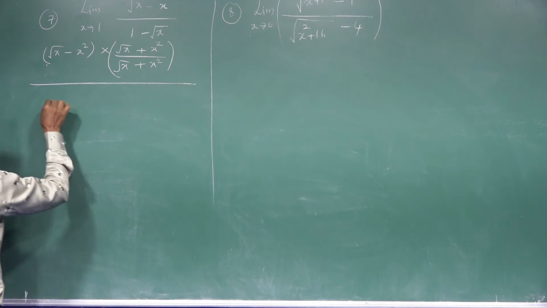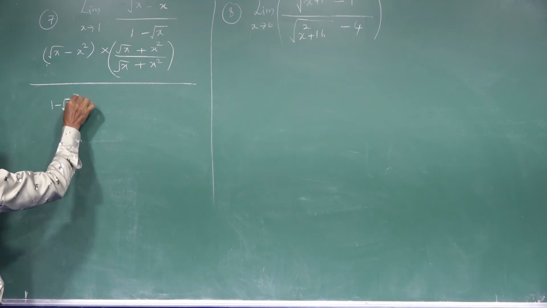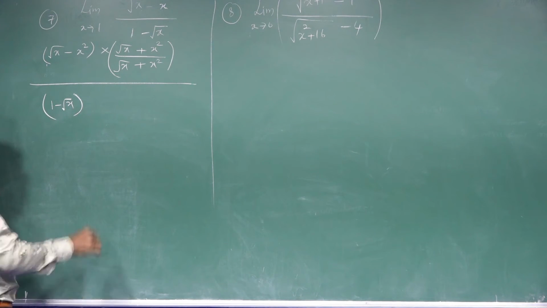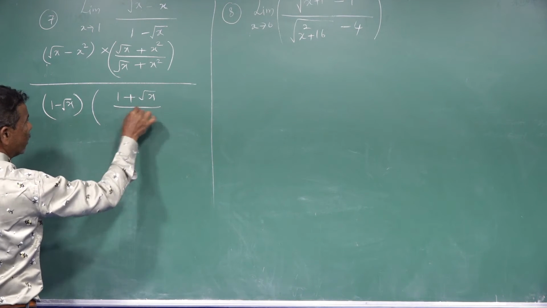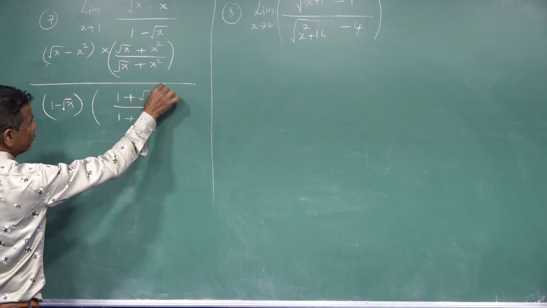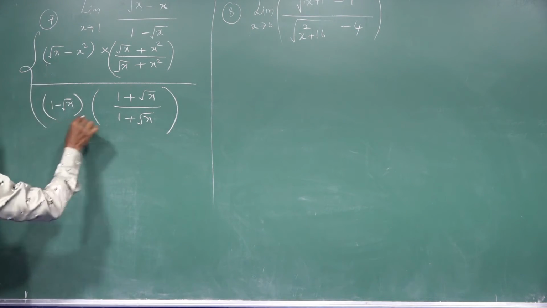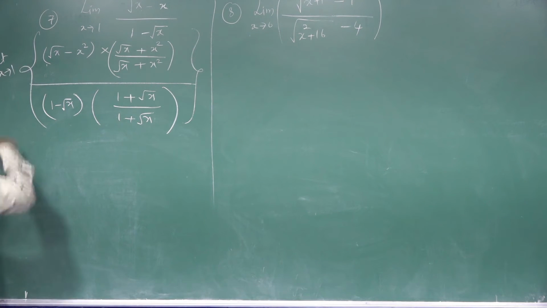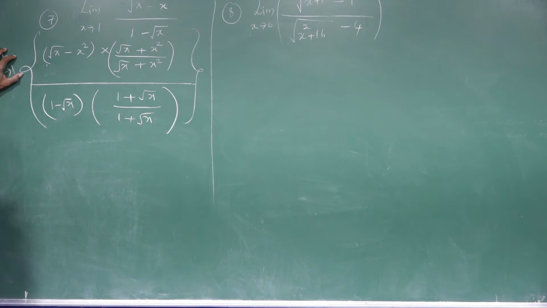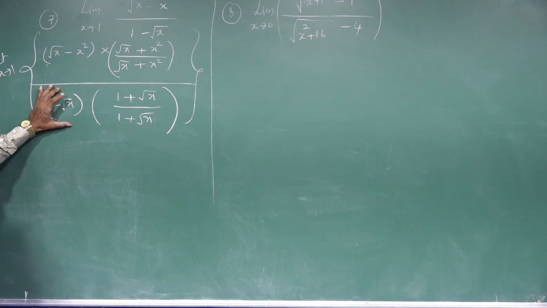Division of 1 minus root x. For this, the rationalization factor is 1 plus root x by 1 plus root x. This is the total limit, whereas limit x tends to 1. So this limit is applicable to both the numerator and the denominator also.